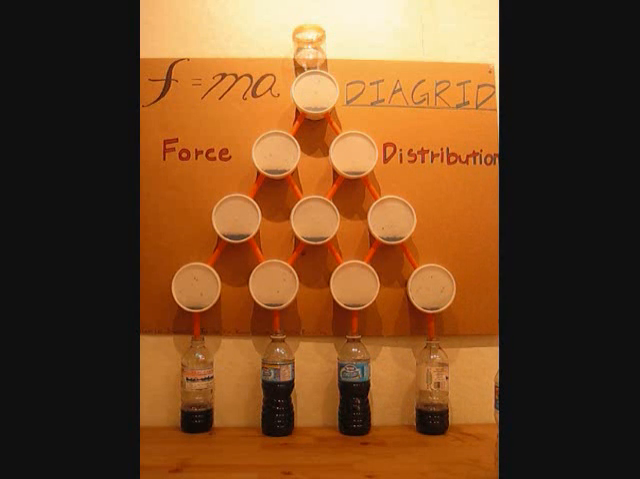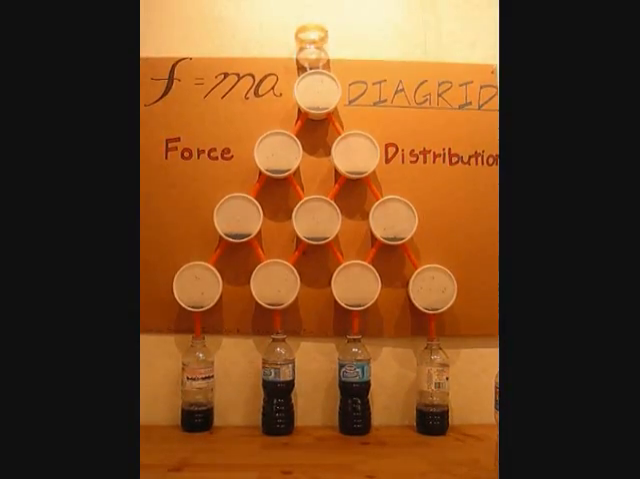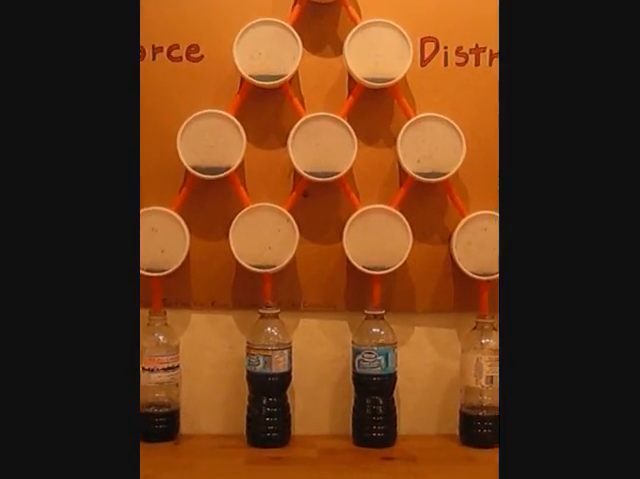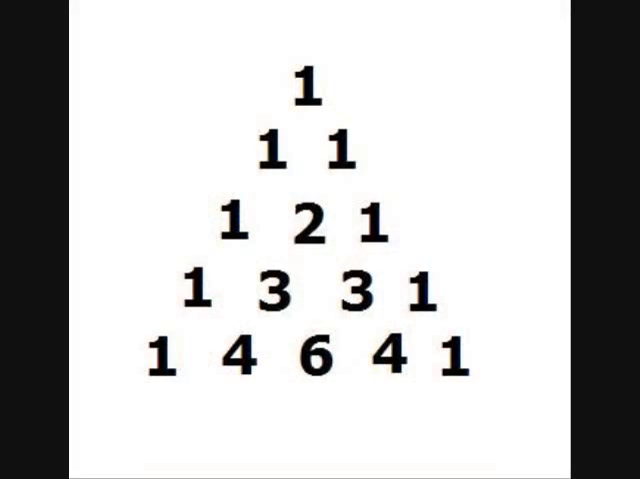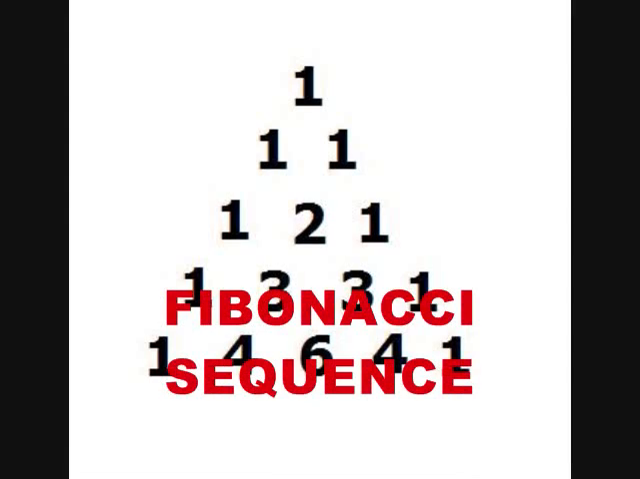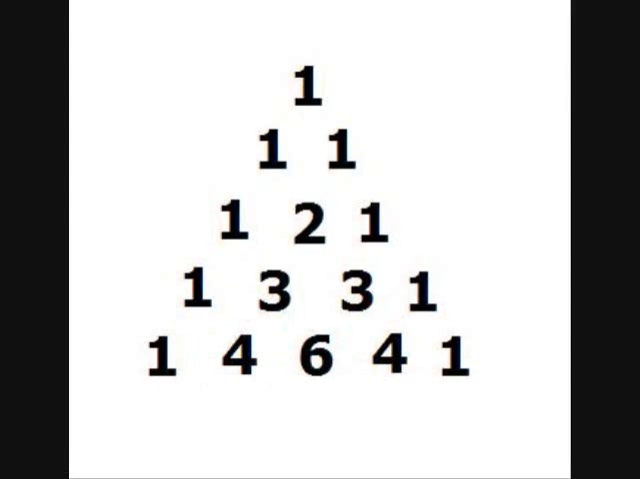The reason why the straws are 60 degrees apart is because equilateral triangles distribute forces equally. The central two containers should have more water than the external containers because this concept is similar to the Fibonacci sequence.